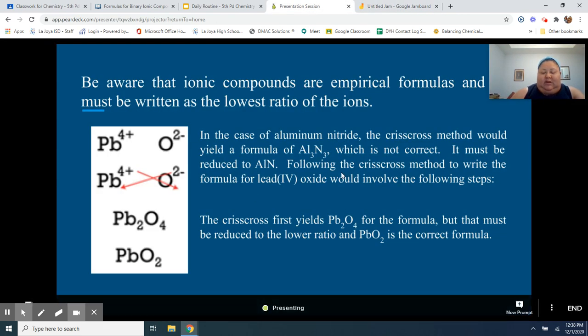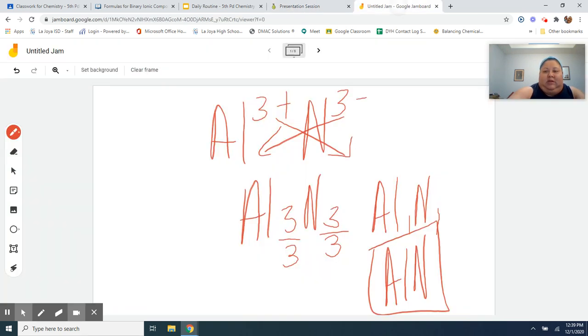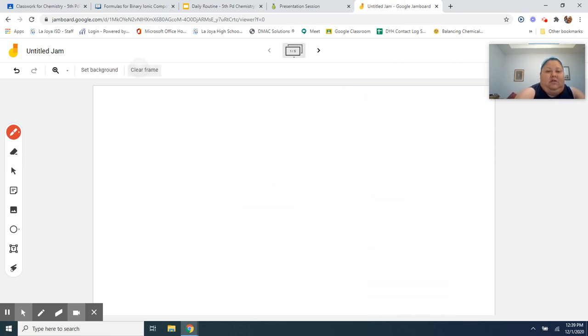Try this one. It must be reduced. Following the crisscross method, write the formula for lead 4 oxide. All right, so we're talking about lead 4. So we're going to start here. Pb with a +4, O with a -2. If we cross them down, we end up with Pb2O4. Okay, Pb2O4.